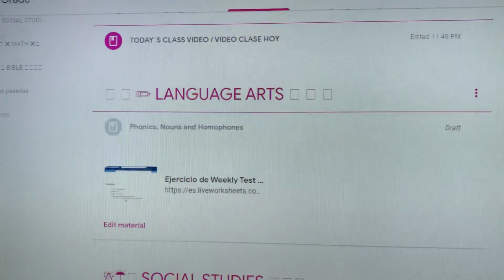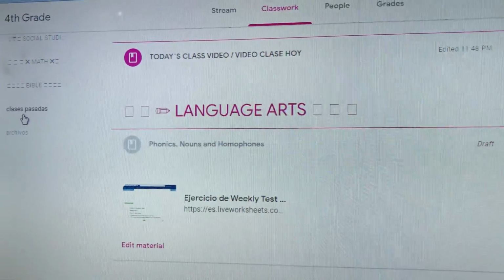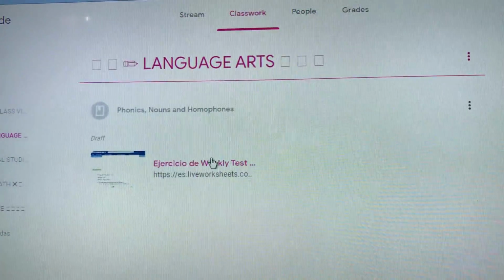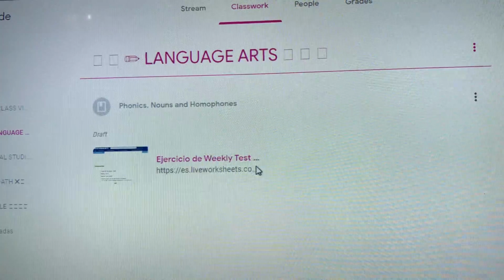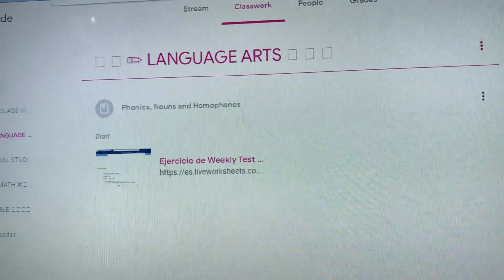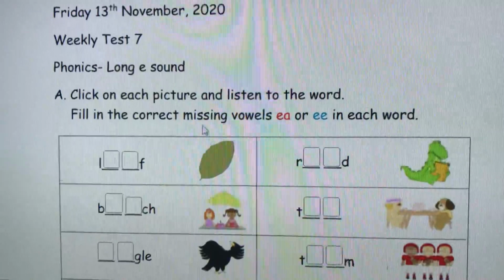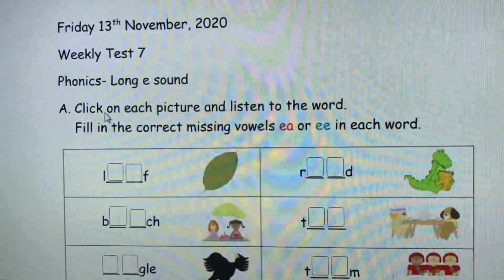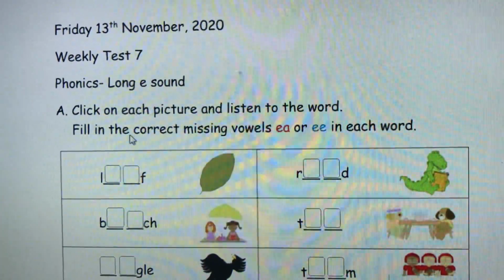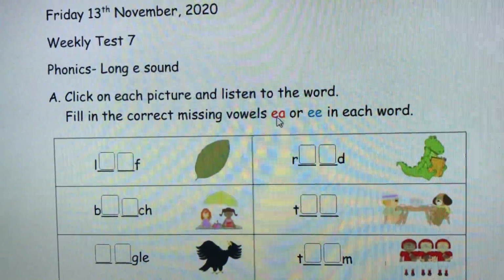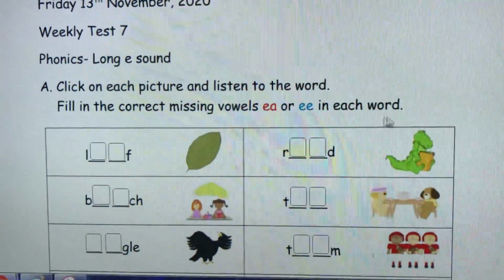So now, the first exercise we have is language charts, like always. Let's just go over here, language charts. We have these weekly exercises, kind of like a test, but it's very simple. The first thing we're gonna do is click on each picture and listen to the word. Fill in the correct missing vowels, EA or EE, in each word.